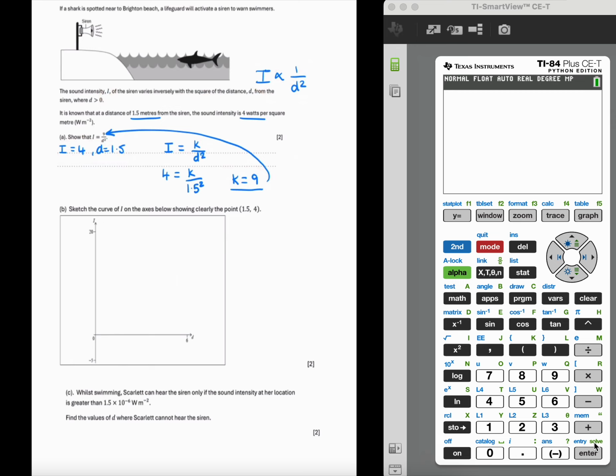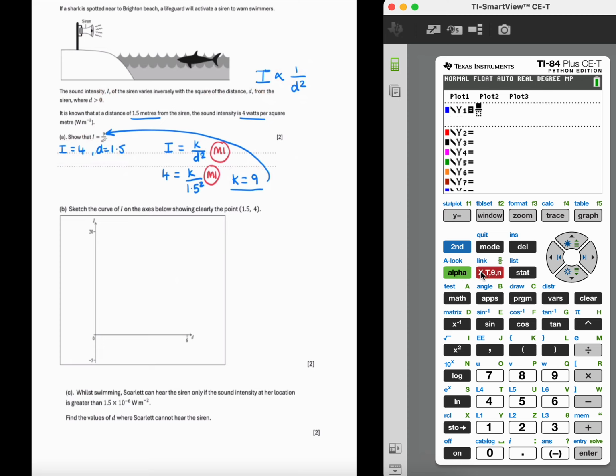In terms of the marks, you would get 1 mark for this part for knowing that it is the equation of k over d squared, and then 1 mark for showing that you've substituted in to find k. The second part, you then have to sketch the curve on the axis, and you have to show clearly the point 1.5, 4, which is the point that we used in part A. I'm going to go to my graphing calculator here, and even if you couldn't answer the first part of the question, you could still answer this part.